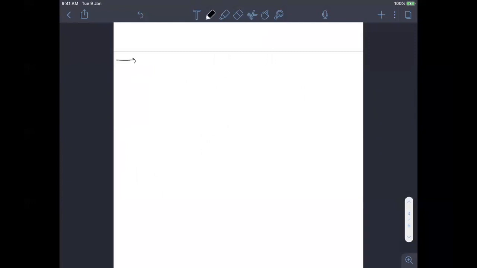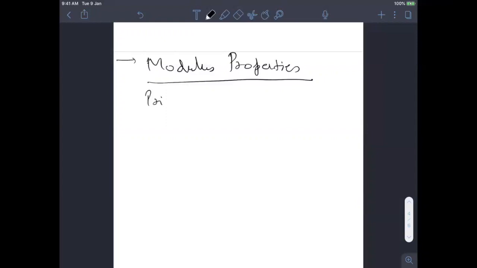Today we will learn some modulus properties. Whenever you solve any competitive question, or any online coding test, you must have definitely seen somewhere: print the answer modulo 10 to the power 9 plus 7. This is very common, you might have seen it.